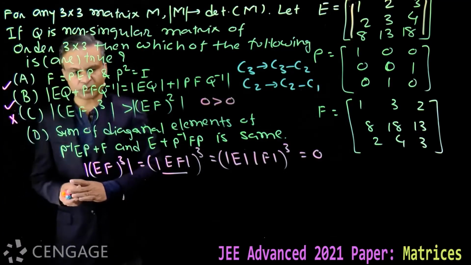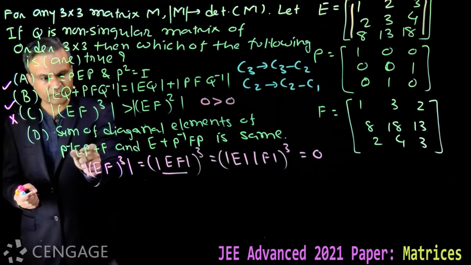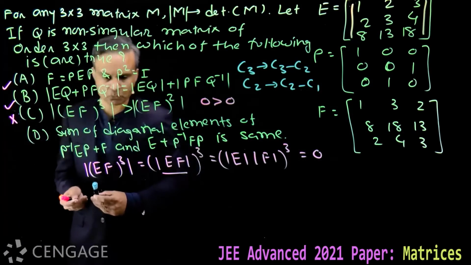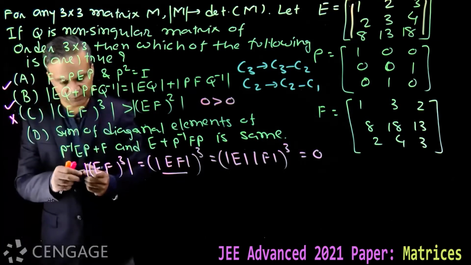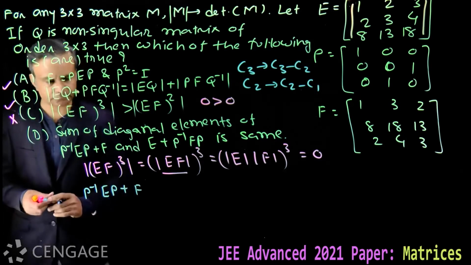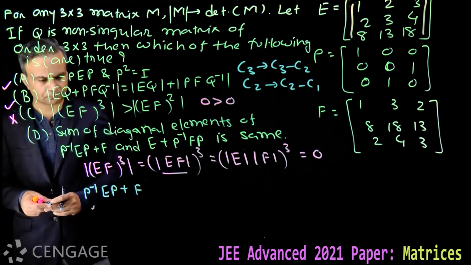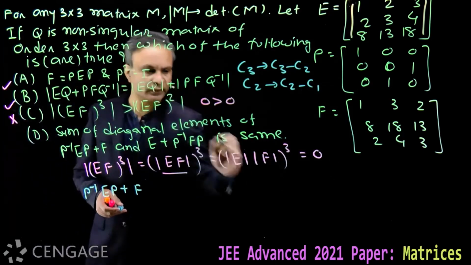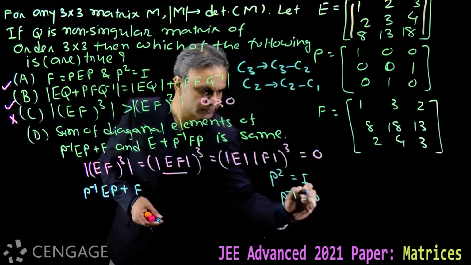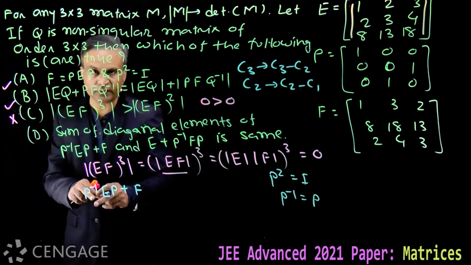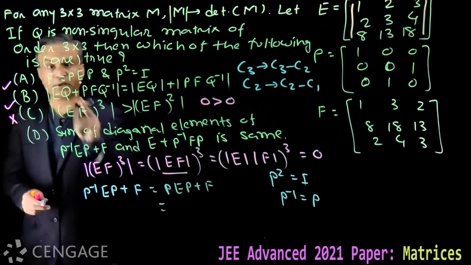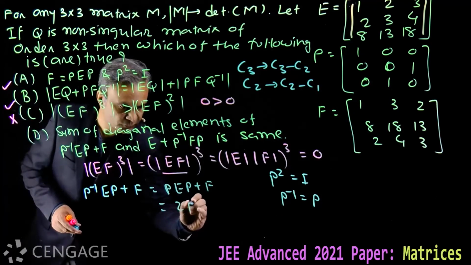Then we have option D: sum of diagonal elements of P inverse EP plus F and E plus P inverse FP is the same. We first simplify these two matrices. We have P inverse EP plus F. How can we simplify? Now we can use this one, P square is equal to I. From this we get P inverse is equal to P. So here we replace P inverse with P. We get PEP plus F. PEP is F. So this is equal to 2F.